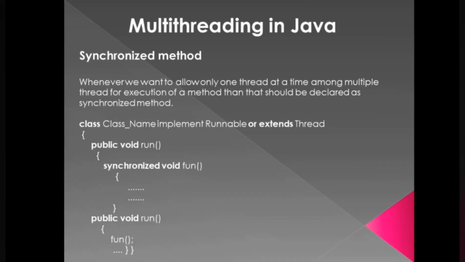Next one we have the synchronized method. Whenever we want to allow one thread at a time among multiple threads for execution of a method, then that should be declared as a synchronized method. Here is the example. Class ClassName implements Runnable or extends Thread. Next we have public void run. After that a synchronized void one method, and then statements in between that method, and then we have public void run method, and then we call one method, and close the parentheses. So this is the example. Please note this example. Let's move to the next slide.